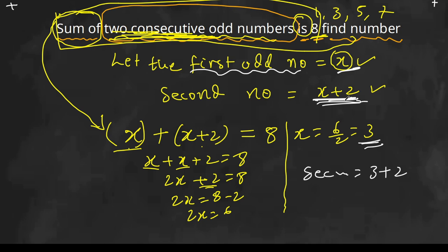Remember it, आप माइनस भी ले सकते हैं प्लस भी ले सकते हैं, but try to stick with only one concept कि चलो भाई प्लस ले रहे हैं तो हमेशा प्लस लेंगे, माइनस ले रहे हैं तो हमेशा माइनस लेंगे. Here we have chosen a plus, so we have taken plus. So 3 plus 2 is 5. So the two consecutive odd numbers whose sum is 8 are 3 and 5.